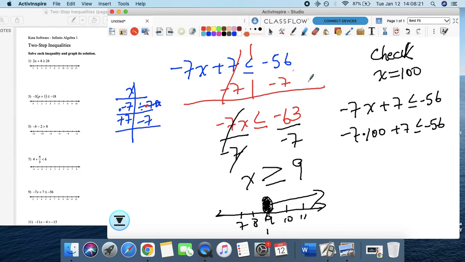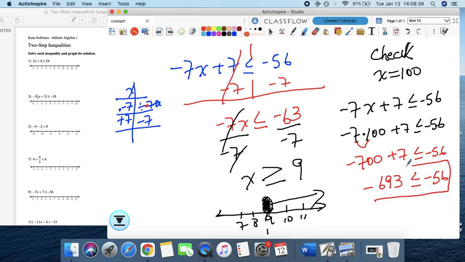So let me change color. So -7 times 100 is -700. Plus 7 less than or equal to -56. These two, -700 plus 7 is -693. And is that smaller than -56? For sure. Okay, so the inequality holds true.